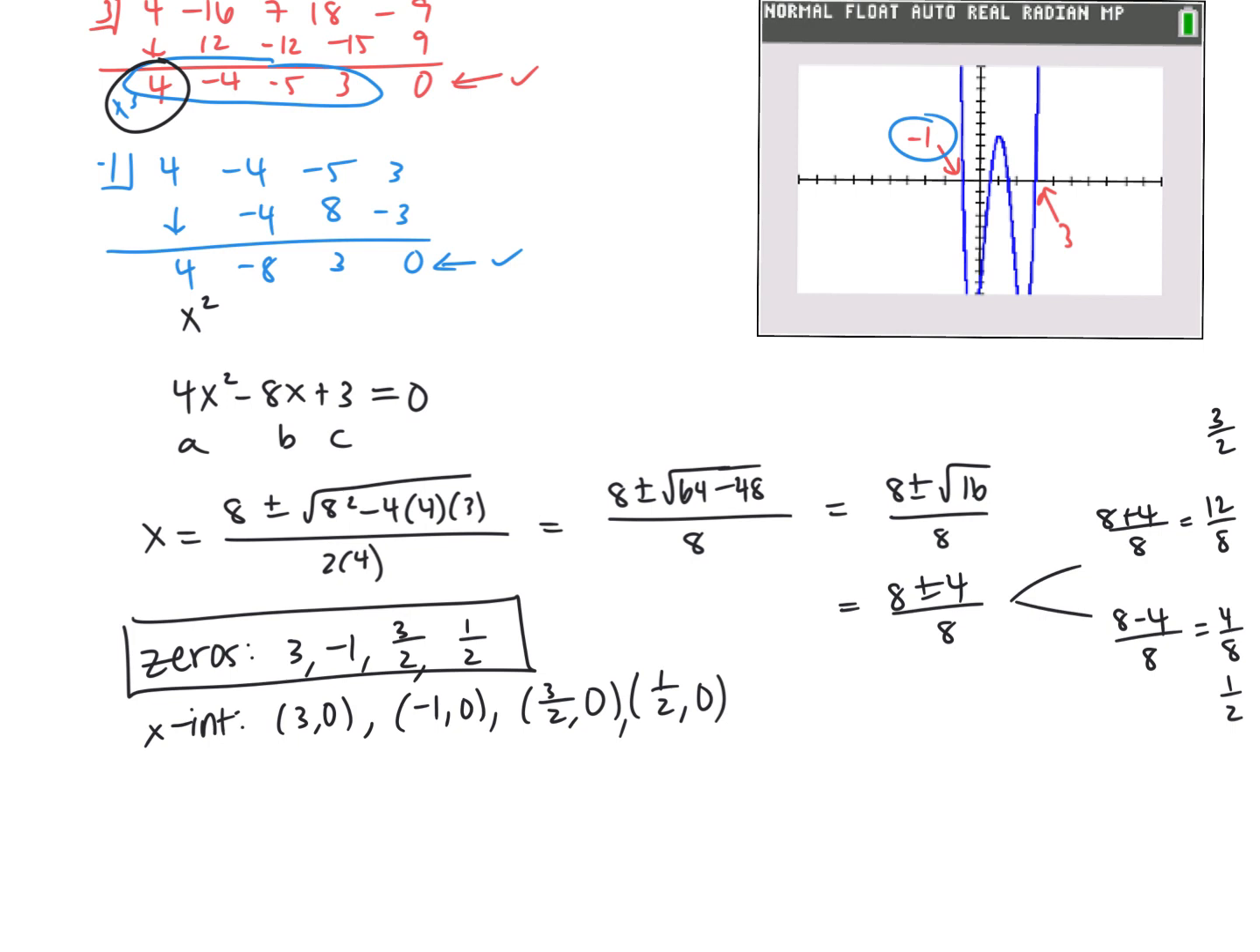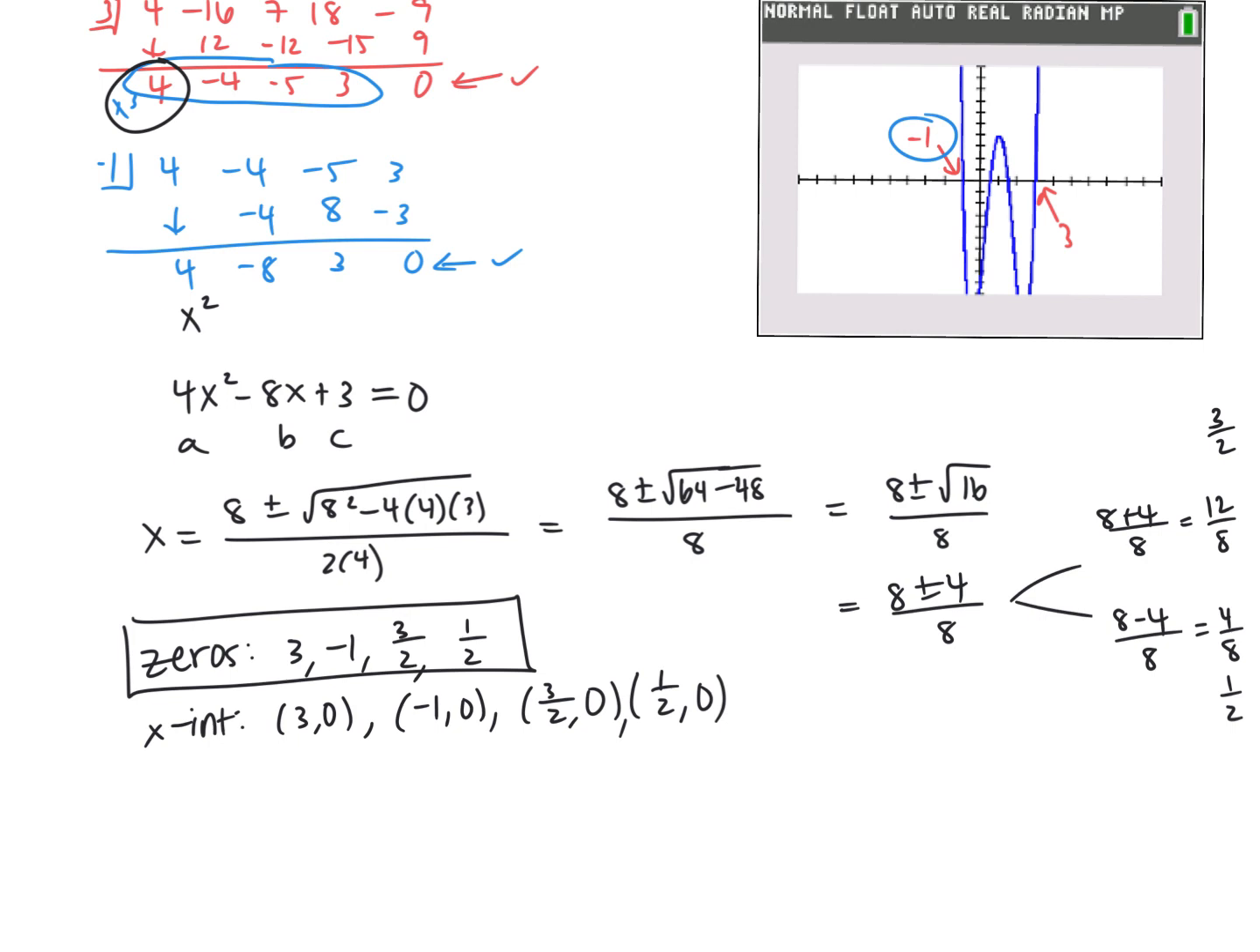What I also want to tell you is that sometimes students will see this graph and say, well, I know what all 4 of them are. It's -1, 1/2, 1.5, and 3. And they just list those 4 values. If you do that without any of this work, you will not get credit.